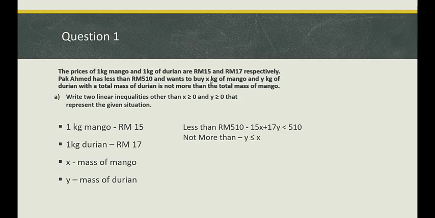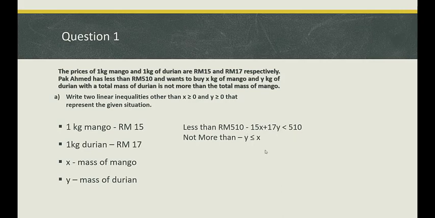So if we want to buy an unknown x kg of mango, we multiply the price, and it becomes 15x plus 17y, where 17y is the price of our durian with an unknown y. As 1 kg of durian is 17 ringgit, y kg of durian is 17y. So 15x plus 17y should be less than 510. Less than means our symbol is this less than symbol, 510. So this is our first scenario.